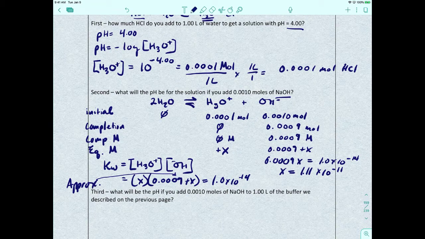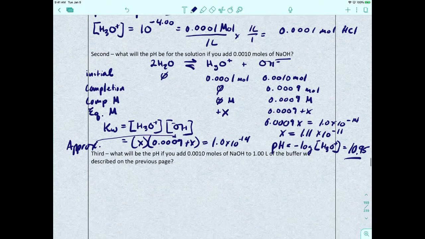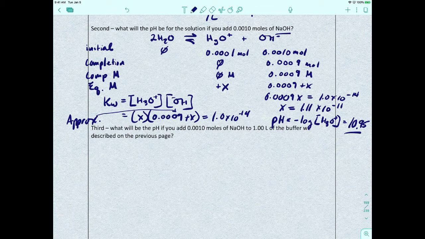All right, so that's going to be the concentration of H3O+. We can solve for pH because that's the negative log of the hydronium ion, and that pH comes out to be 10.95. All right.